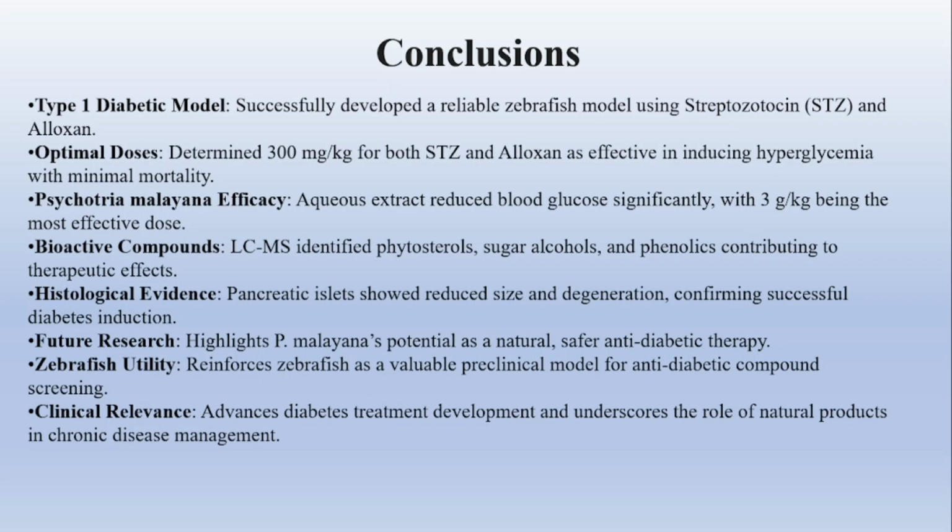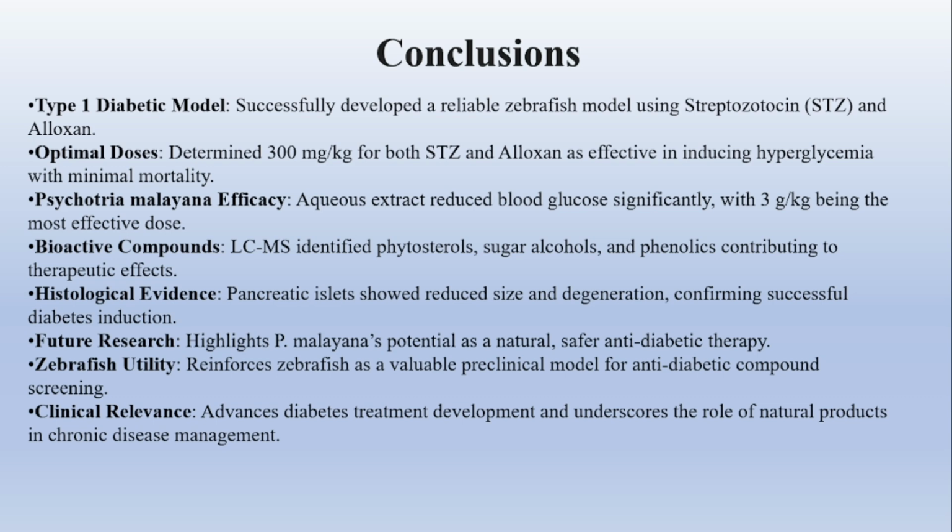And to summarize the method, the material, and the result in the research, we got the conclusion over here. So for the type 1 diabetes model, this paper successfully developed a reliable zebrafish model using the ATZ or alloxan to induce type 1 diabetes. And the optimal dosage is 300 mg per kilogram for both the ATZ and the alloxan, as it was effective in inducing hyperglycemia with minimal mortality.